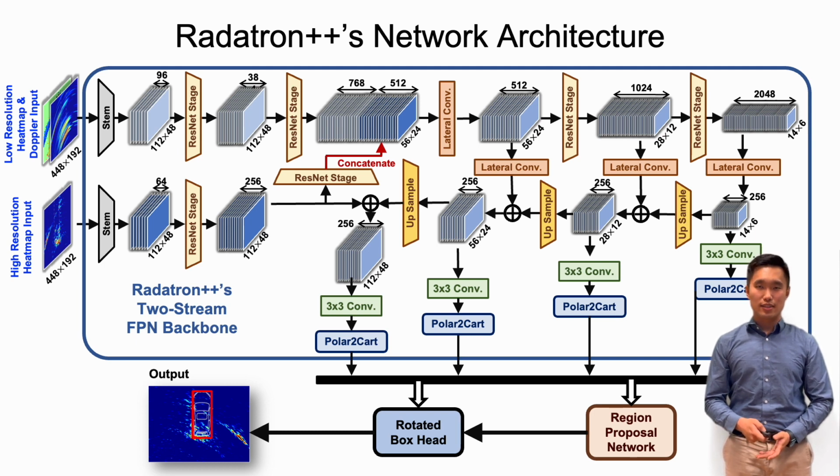Unlike prior work that directly feeds the sparse 3D heat map into a 3D backbone network, we first take an argmax operation along the Doppler dimension to obtain a 2D Doppler feature map, where the pixel values represent the dominant velocity for each range azimuth pixel. We concatenate the Doppler feature map as a second channel to the low-resolution heat map input because they have the same dimension and resolution. Next, I will show a demo video demonstrating the performance of Radatron Plus on our urban street dataset.